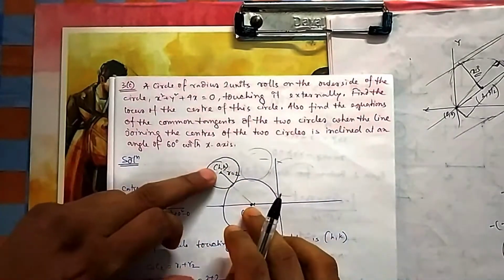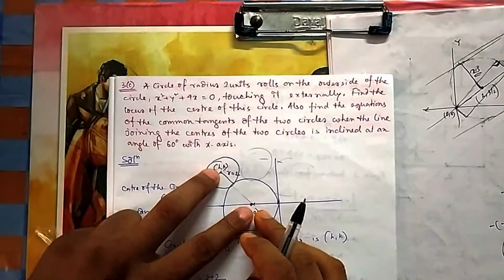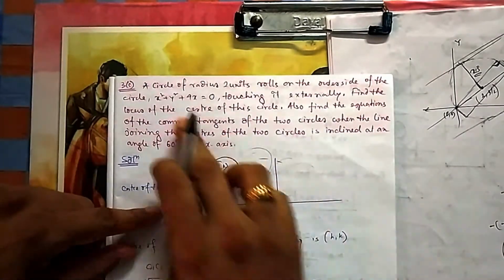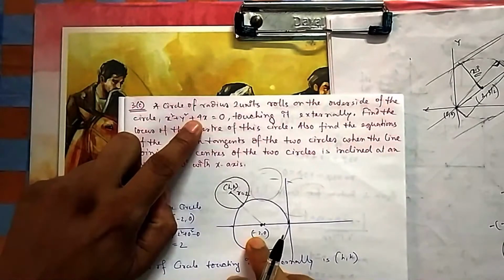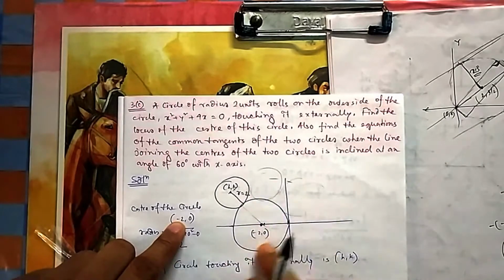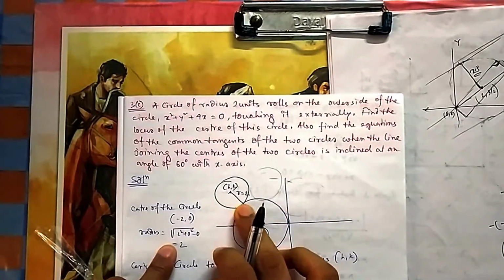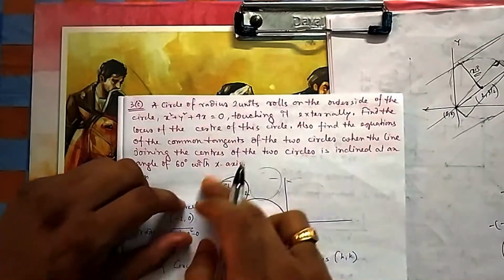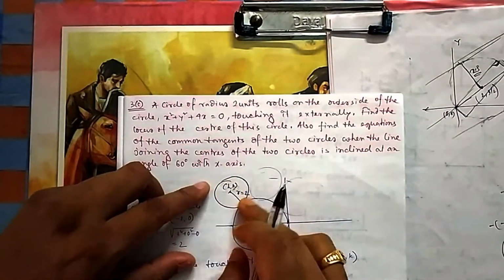So what is the condition of circle touching these two? C1C2 should be equal to R1 plus R2. So let us find the radius of this circle. The given circle has g equal to minus 2, that is minus 2. f is not here, so f is 0. So this is the center of this circle. And what is the radius? 2. So both circles have the same radius. Here it is not the same size in the figure, but you consider it of the same size.